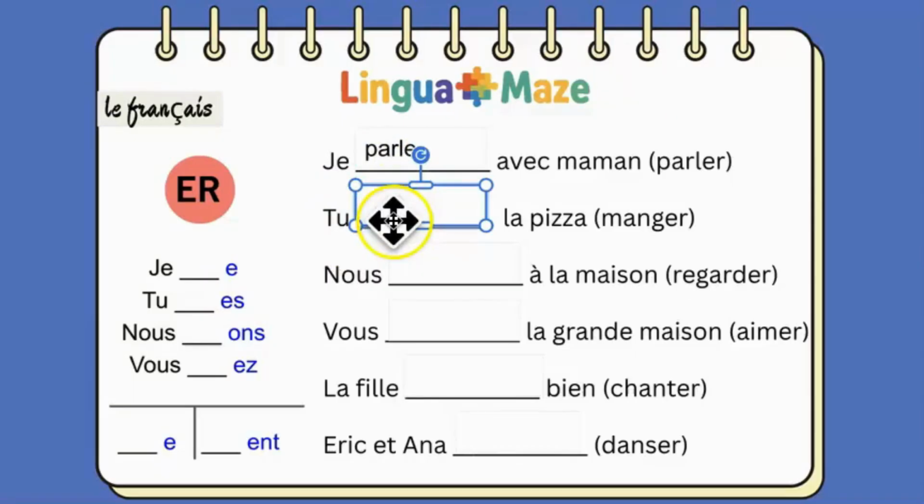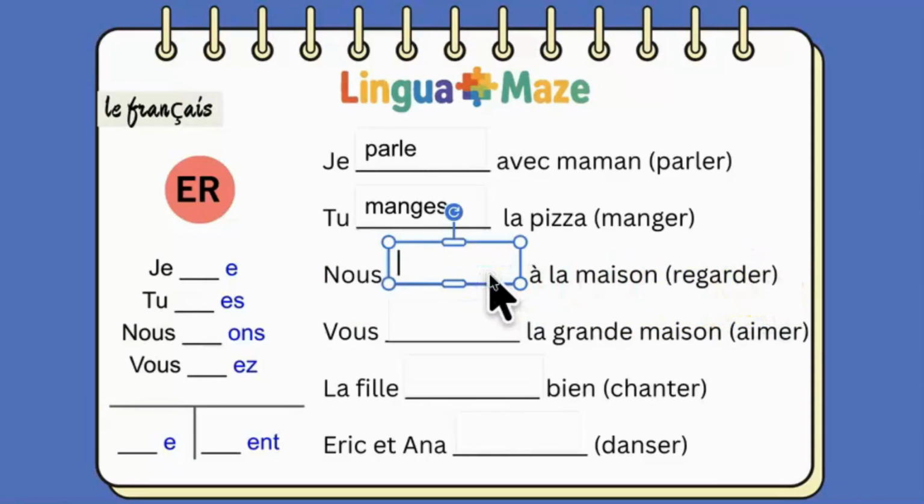Next you have tu blank la pizza. Manger is the infinitive. Take off the ER. You put MANG in the blank. The subject is tu. Look at your chart, and you would add an ES. Next, you have nous blank à la maison. Regarder is the verb, the infinitive. You take off the ER, and you put in the blank REGARD. The subject is nous. Look at your chart. You add ONS.